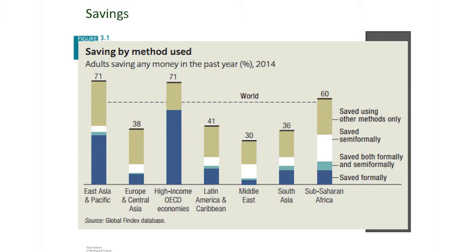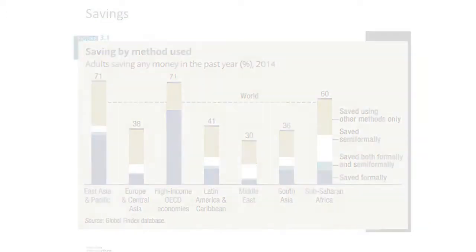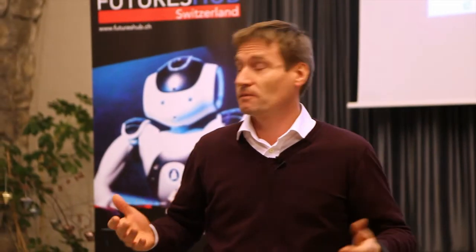They save either under the mattress, or they save with a rotating saving club, or they save with a deposit collector, but they're very unlikely to save with a bank. Right? And the reason is that the services they get from their rotating service club or from a deposit collector are just a lot more convenient than going to a bank, and they're a lot more cheap. Right?